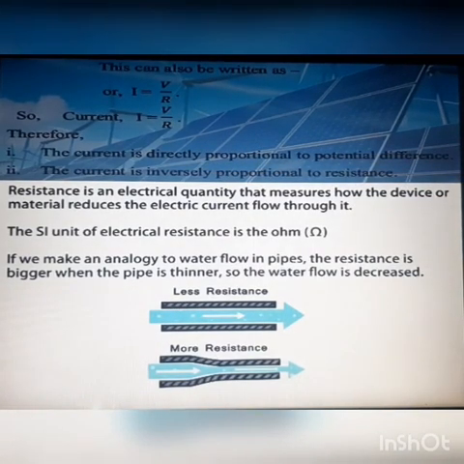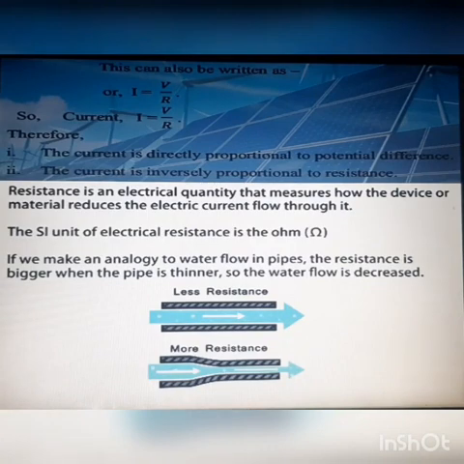Now the question is, what is resistance? Resistance is an electrical quantity that measures how a device or material reduces the electrical current flow through it. In simple terms, it provides hindrance or obstacle to the flow of current.